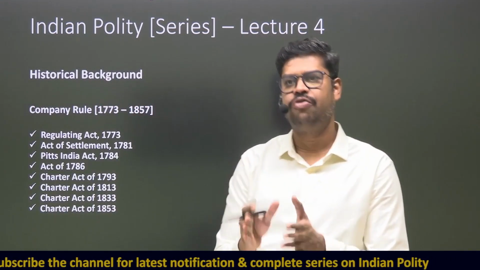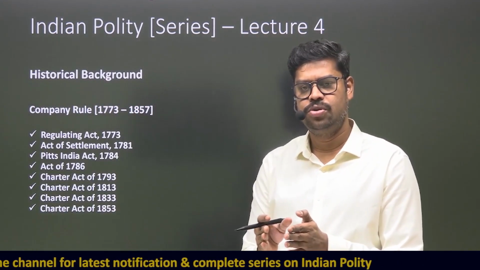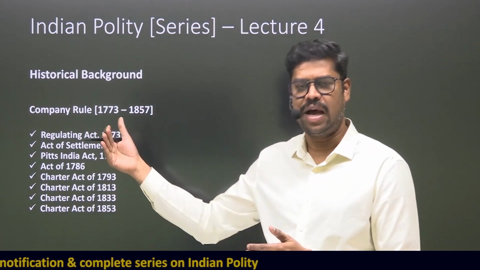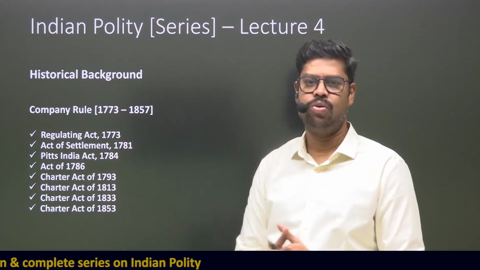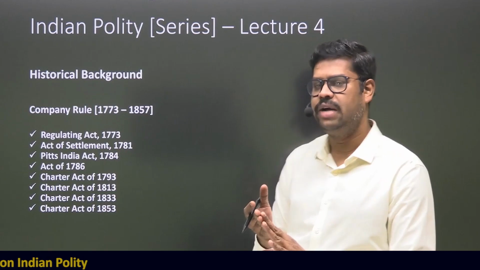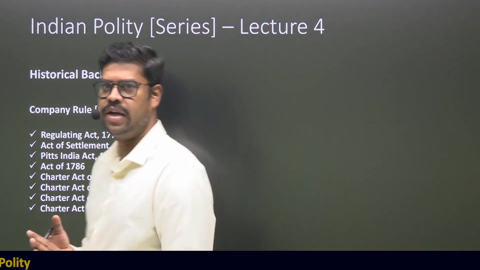So we are halfway in understanding the Company rule. So we'll proceed further. We'll try to understand the other developments that happened during what is called the Company rule. There are four important developments subsequent to the Act of 1786.